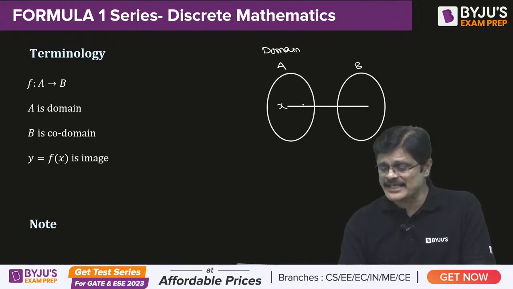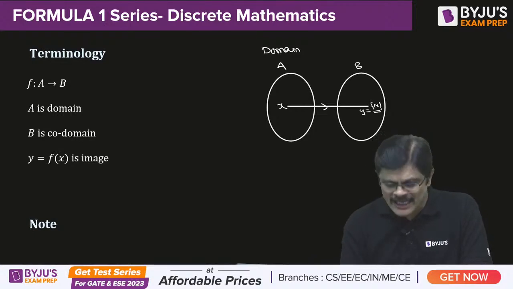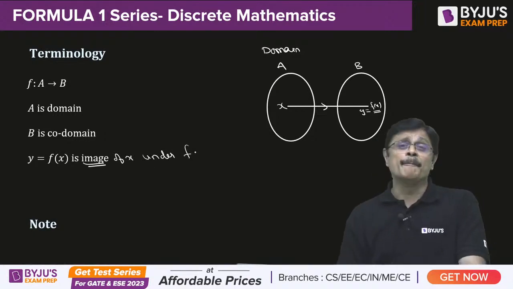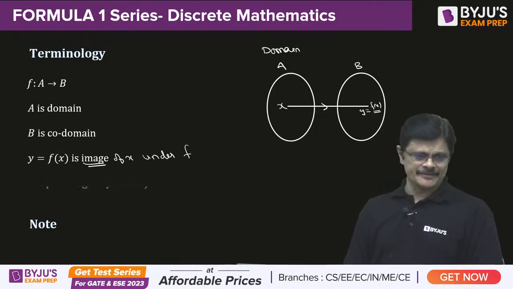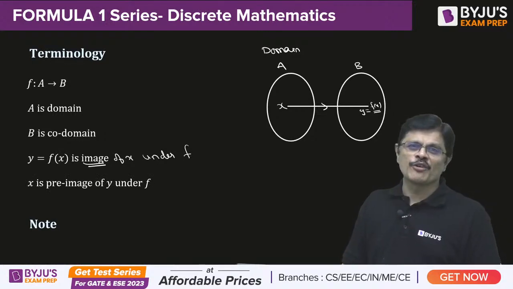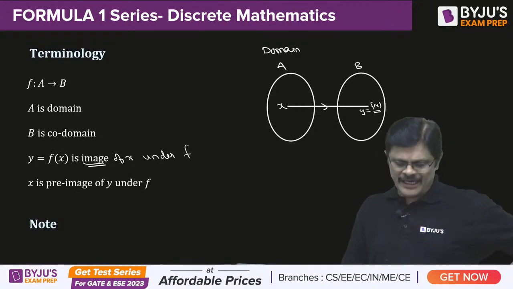And y is equal to f(x). See, for example, if it is x, then it is f of x. Now this is y is equal to f(x). This is called image. Image of x under f. It is image of x under the mapping or function f. And x is pre-image of y under f.